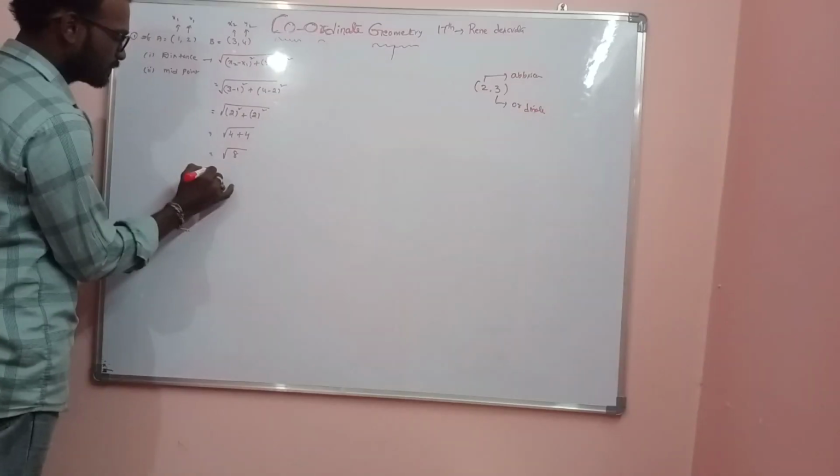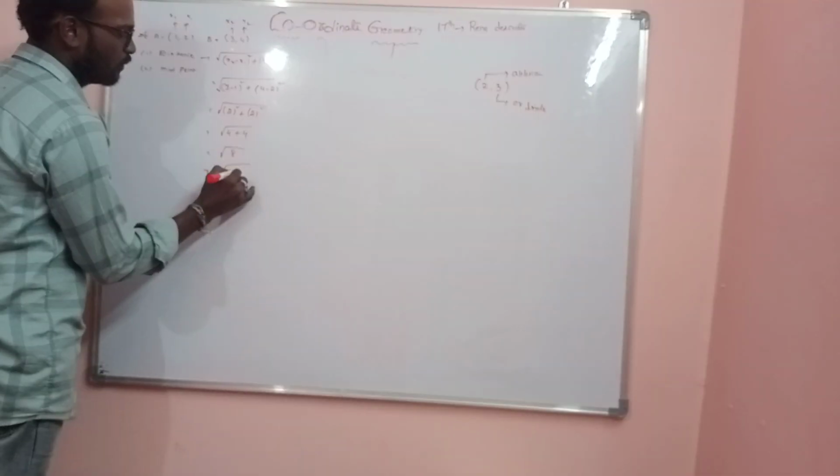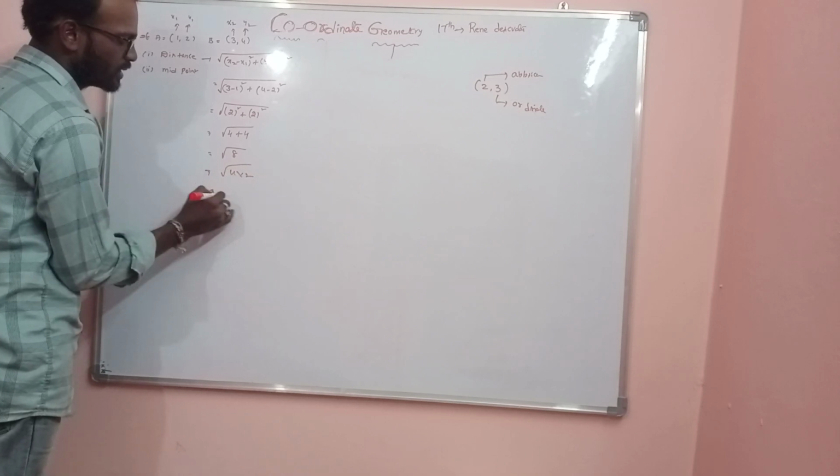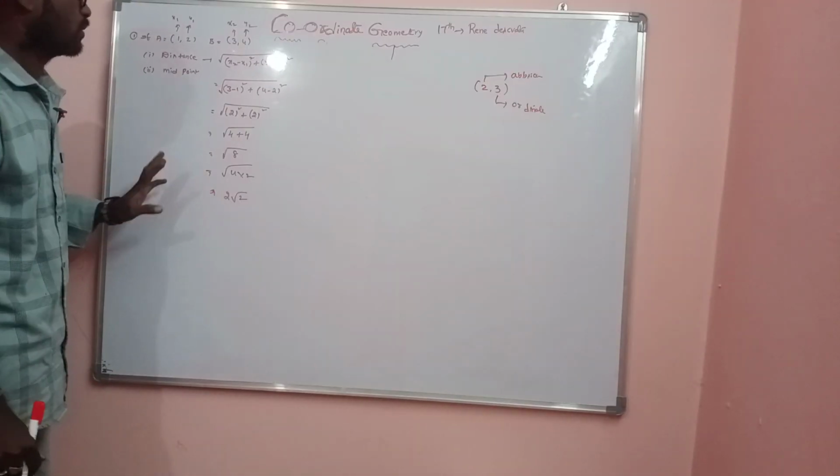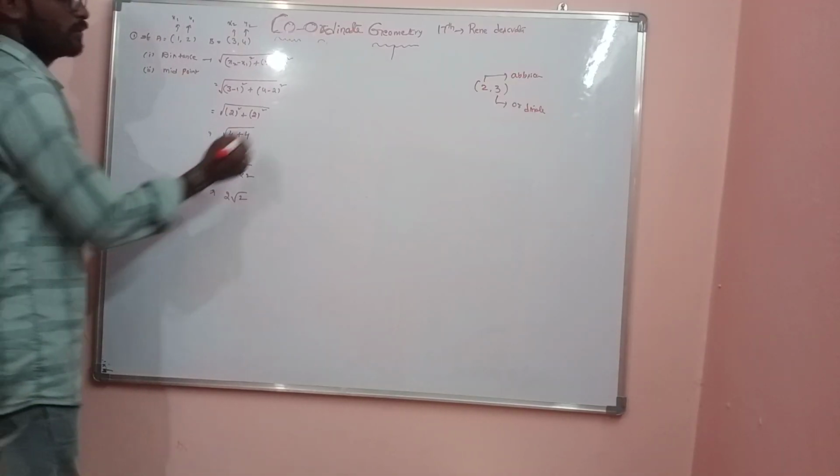4 is written as 4 into 2. The final answer is 2 root 2. This is the distance between the points. Some example one. Next one is midpoint.